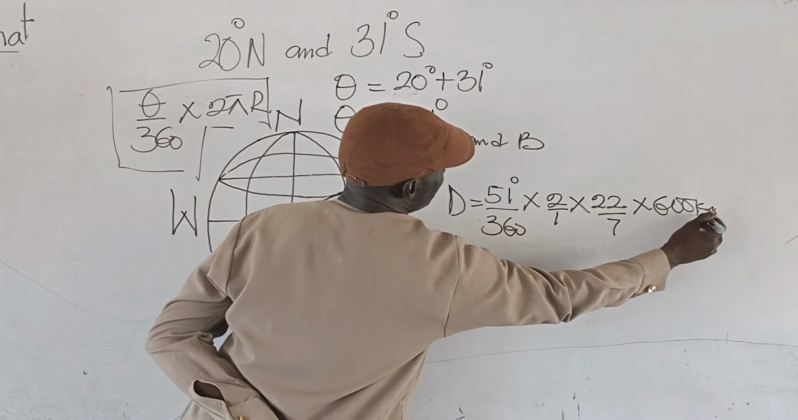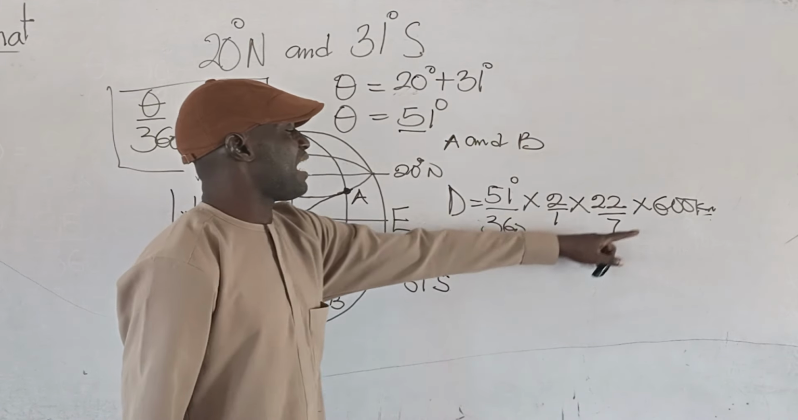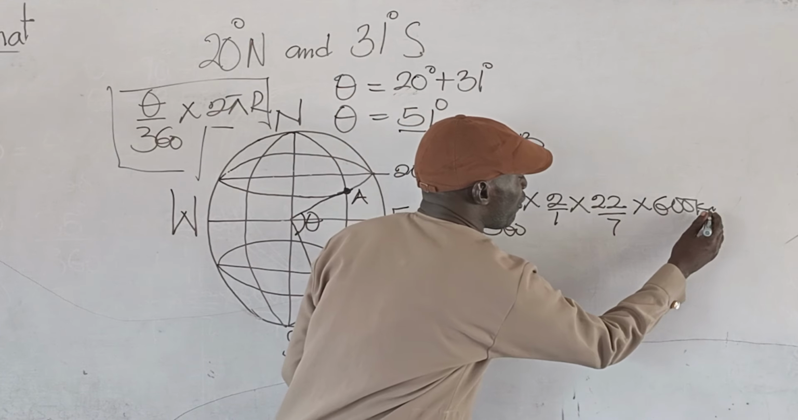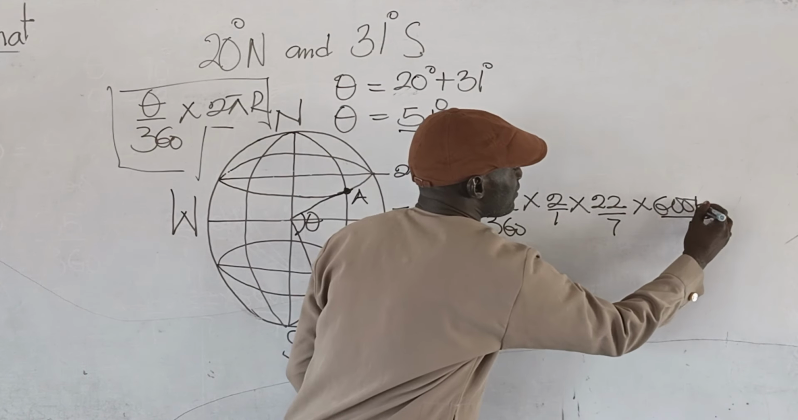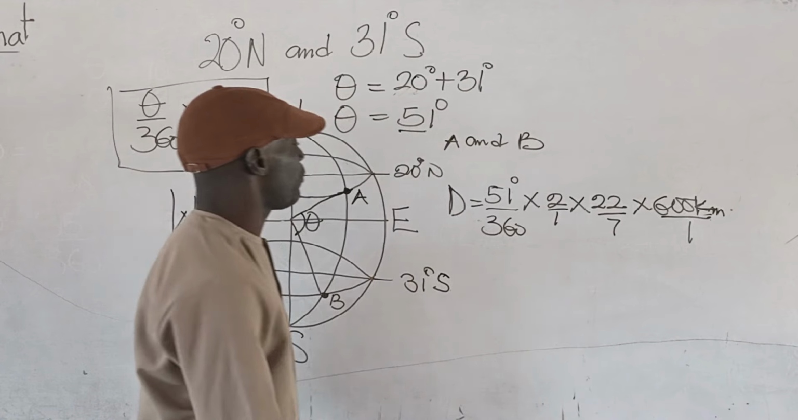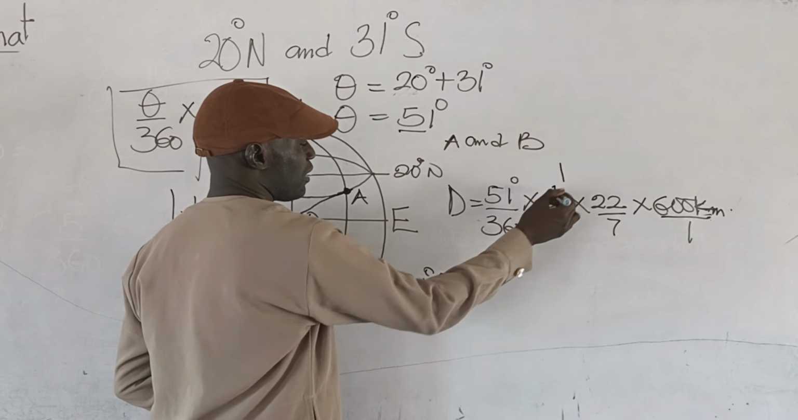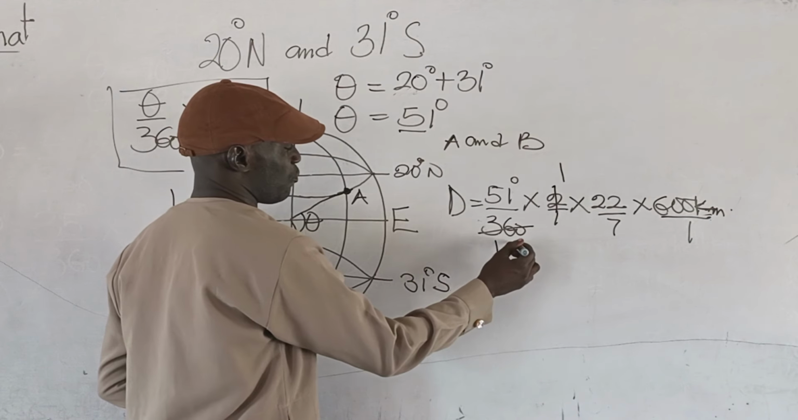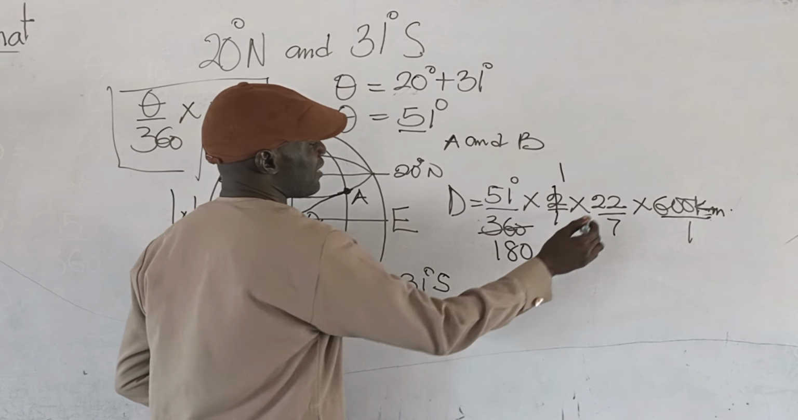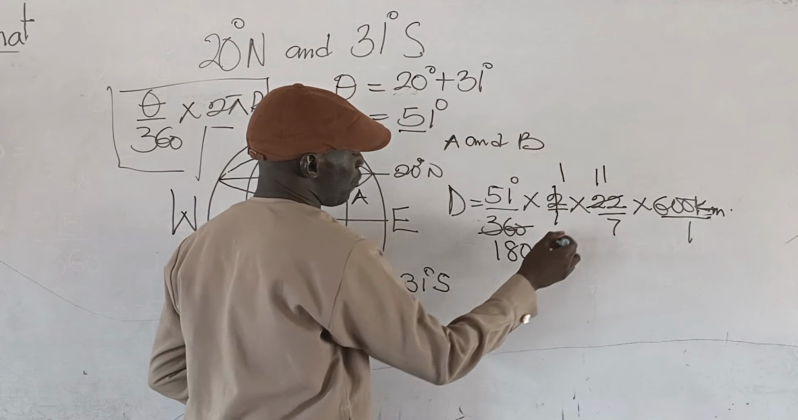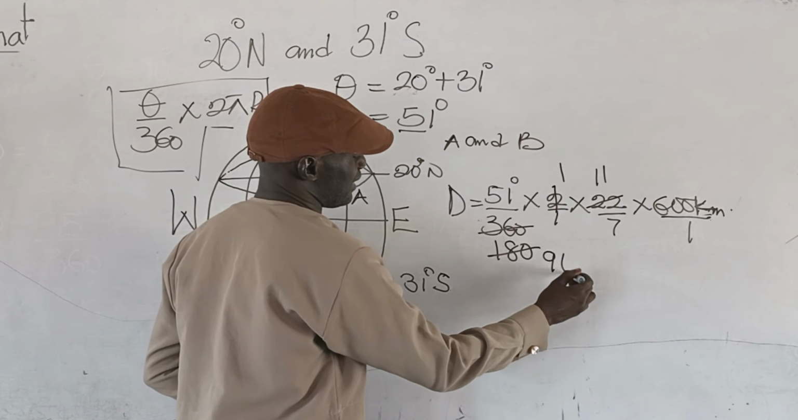I told you that 6,000. The reason why we are adding the km simply means unit of distance. So that you can see, we can work on the calculation now. 2 goes in 360, which is 180. And 2 goes in 22 as well. 2 also goes in 180, which is 90.